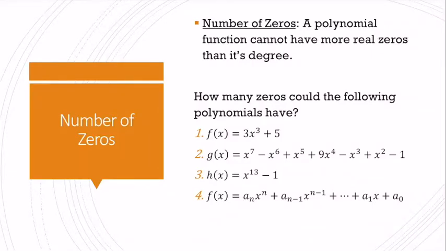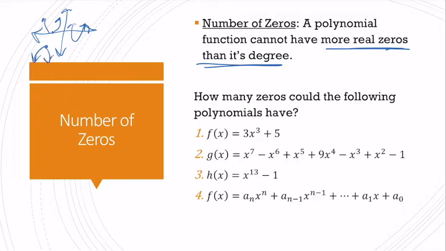So, a polynomial function cannot have more real zeros than its degree. And that makes sense, right? If we had a quadratic function, which is a degree 2 polynomial, you could see that it could have 2 zeros, it could have 1 zero, or it could have no zeros, right? This is what we know about quadratic functions that are degree 2. The same holds true for higher and higher degree polynomials.